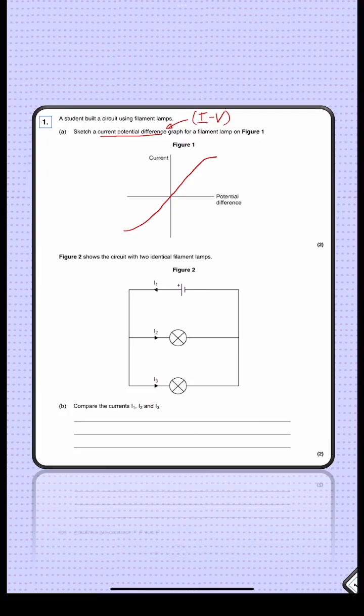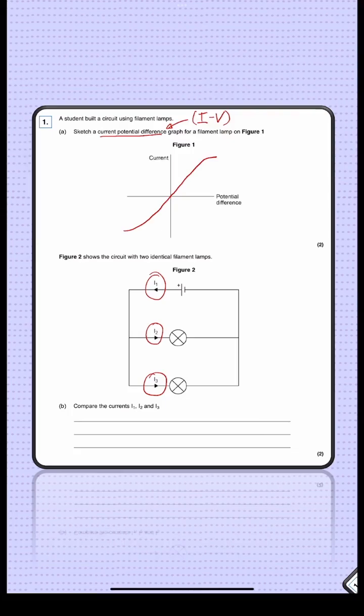Second part, part B, figure 2 shows the circuit with 2 identical filament lamps. Compare the currents of I1, I2, and I3. What can we say about these? We got I1, I2, I3. What can we say about this? So are there any of these 2 that are equal? Or so someone said they're equal. Are they all equal? All 3 of them equal? I don't think all 3 of them are equal. 2 of them are equal.